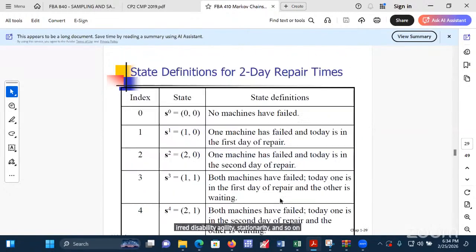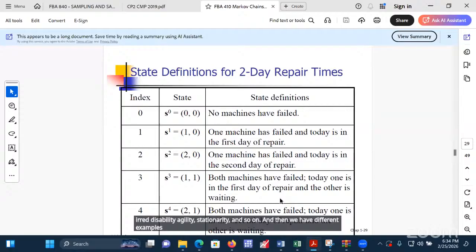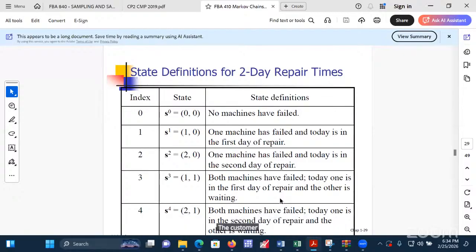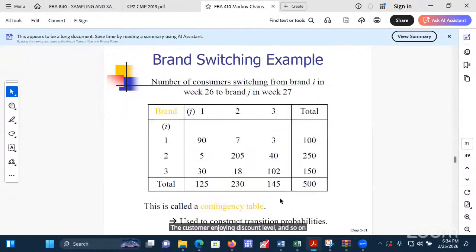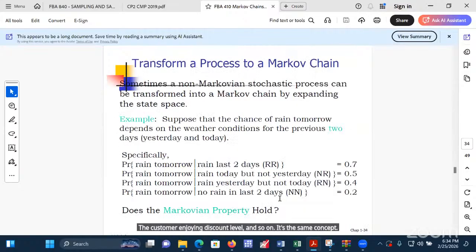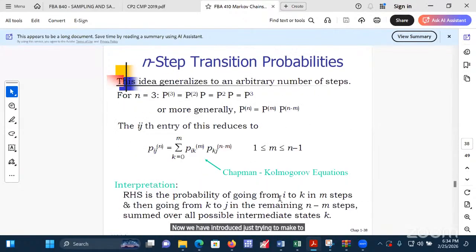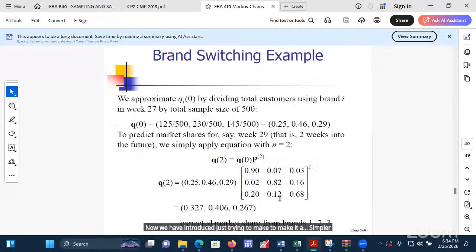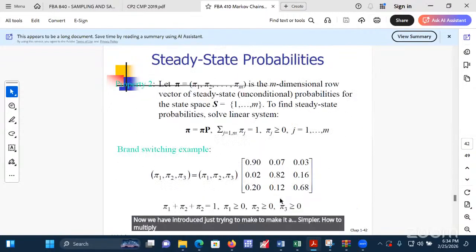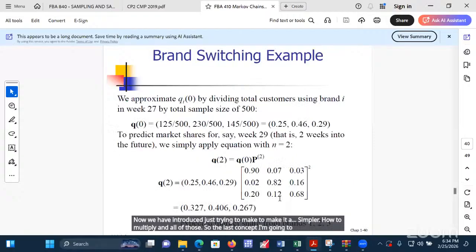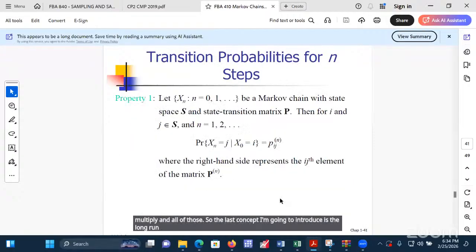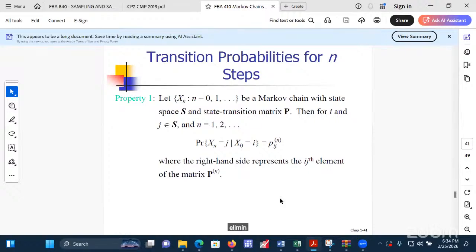And then we have different examples similar to what we have done earlier, similar to the example of the customer enjoying discount levels and so on. It's the same concept that we have introduced, just trying to make it simpler, how to multiply and all of those. So the last concept I'm going to introduce is the long-run behavior. It's called the limiting distribution of our transition matrix.